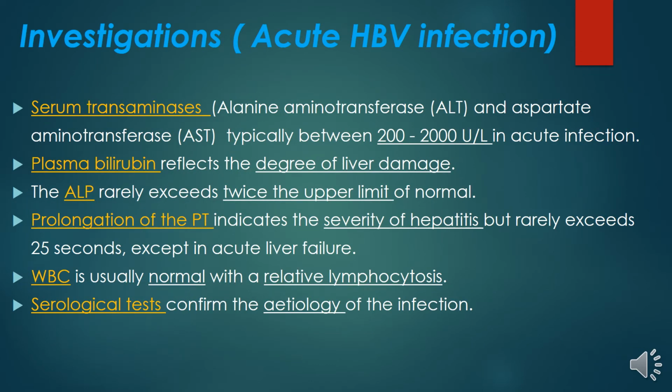Investigation in acute hepatitis B virus: serum transaminases, ALT and AST, are typically between 200 to 2000 in acute infection. Plasma bilirubin shows the degree of liver damage. Alkaline phosphatase rarely exceeds twice the upper limit. Prolongation of the PT indicates the severity of the hepatitis. WBC is usually normal with relative lymphocytosis. Serological tests confirm the etiology of the infection.